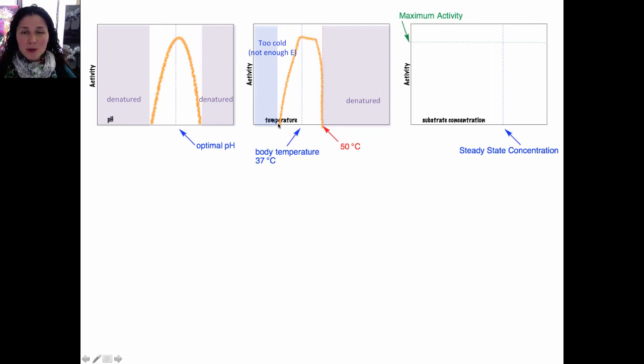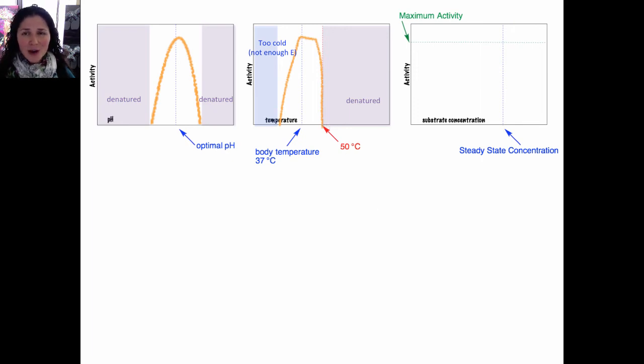At a certain temperature, there would be enough activity for the reaction to begin happening. You would increase activity until you reach body temperature. And then as you get closer and closer to 50 degrees, you may start getting too hot until the point where you denature the protein. And they don't have any activity under denatured conditions.